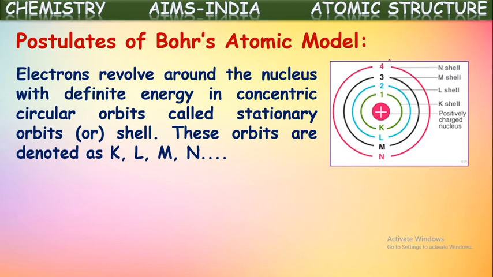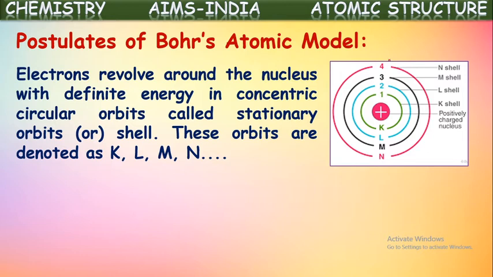So this point was there in Rutherford's theory also. Just let us recollect once. Now these orbits are denoted with the symbols K, L, M, N, and so on. So the shell which is nearest to the nucleus is denoted with the symbol K, and next to that L, and next M, and next N, and then O.